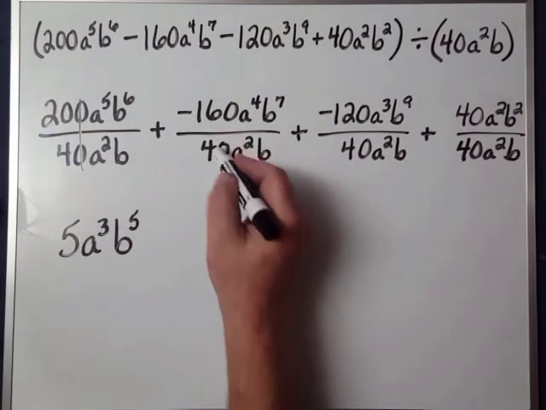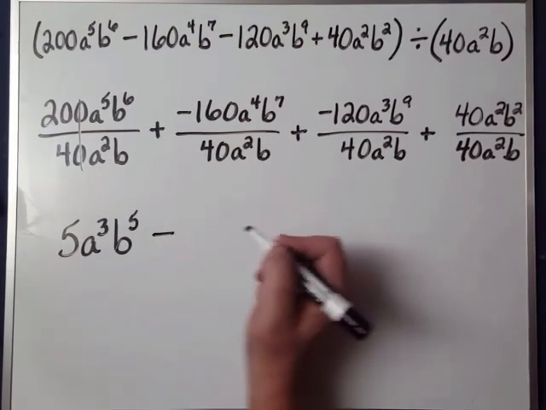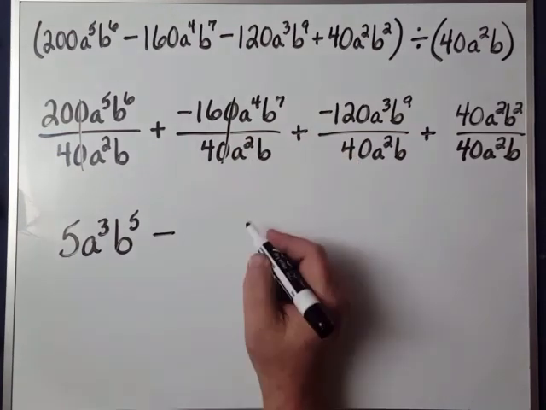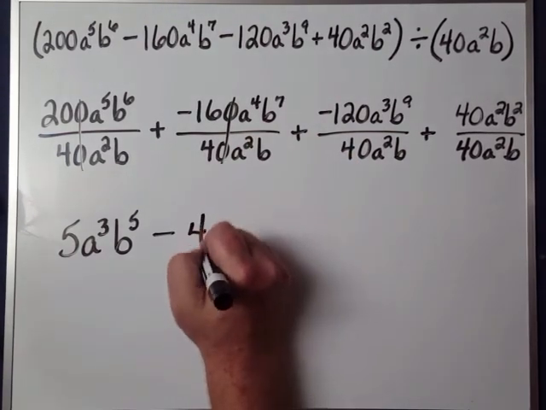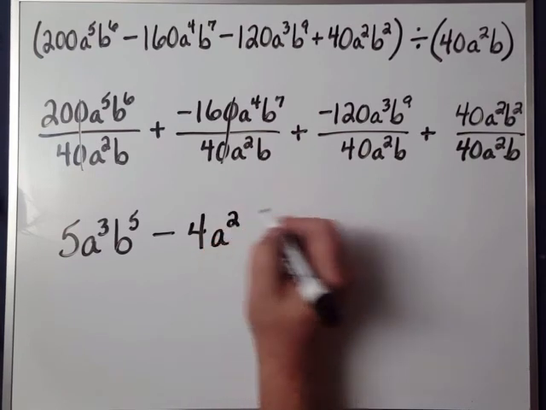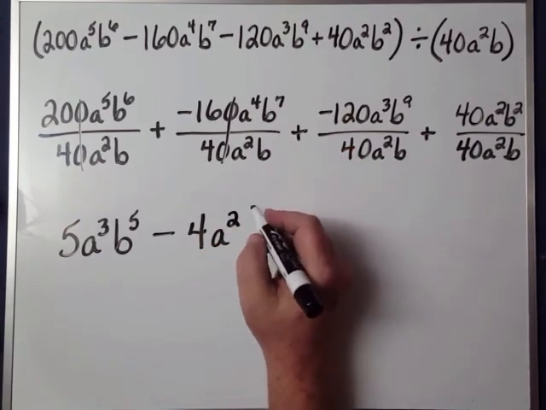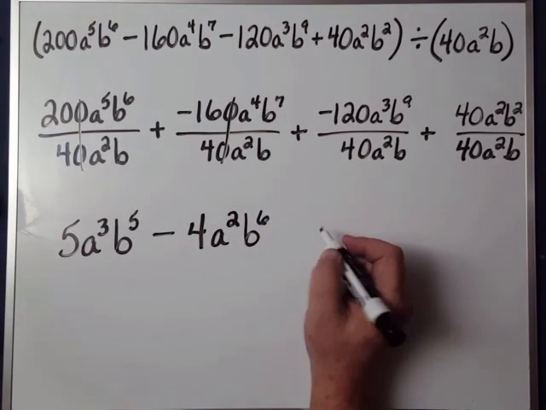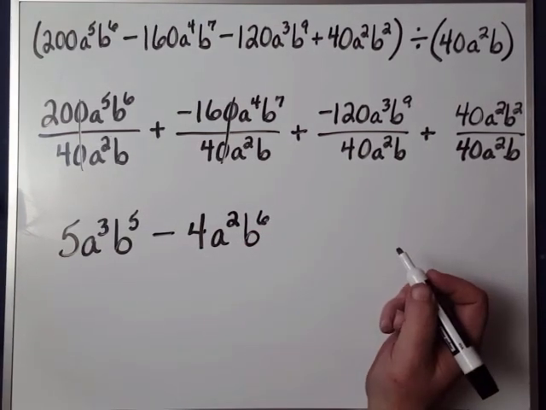Next term. Negative divided by positive is negative, so I'll write minus. 160 over 40. Well, that's the same as 16 over 4, and that's 4. A to the 4th over a squared leaves a squared in the top. B to the 7th over b to the 1st. That's b to the 6th. Also in the numerator, nothing survived the denominator.